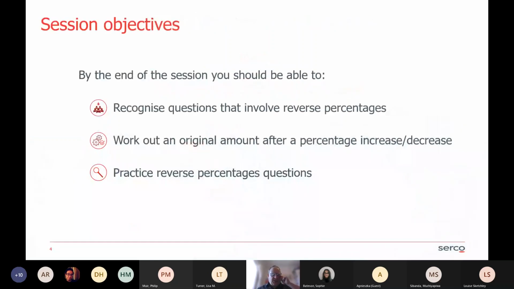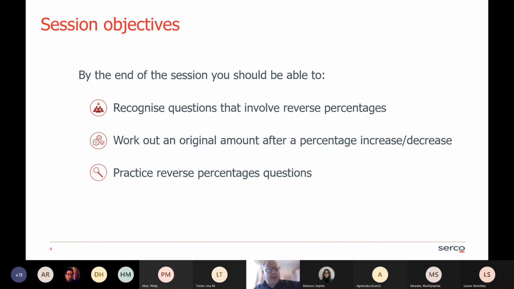So what I'm going to try and go through in this session is to recognise what we mean by reverse percentages. What are the questions that involve reverse percentages? We're going to work out an original amount after a percentage increase or decrease. Now that will make sense when we go through it, and at the end, I'll give you a chance to practice reverse percentage questions. So it's useful to have a pen and paper if you've got one. Also useful to have a calculator if you've got one on your phone, maybe. If you've got that handy, that'd be useful.